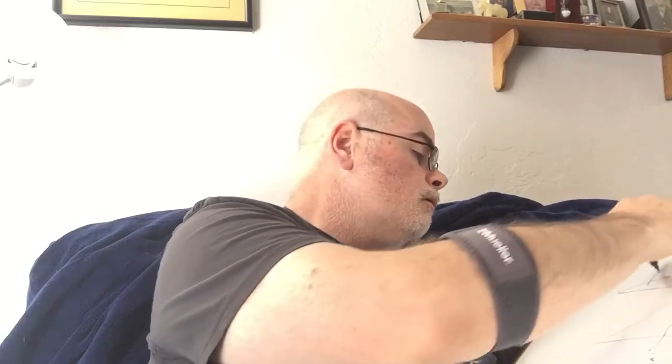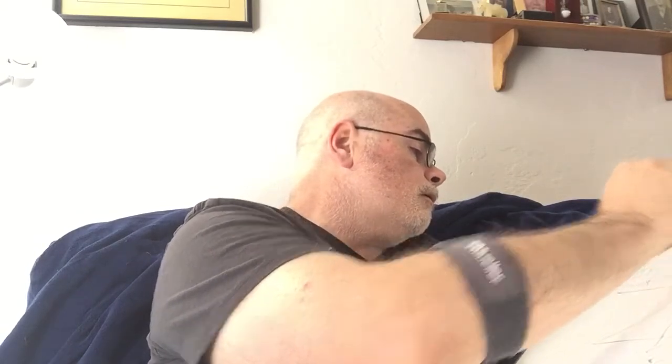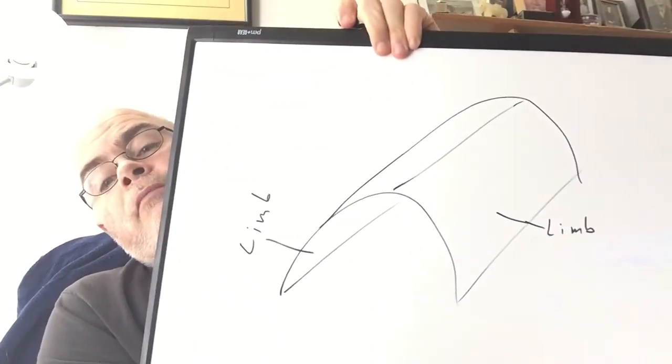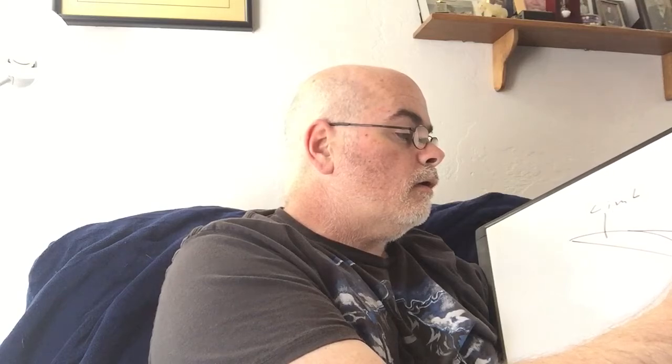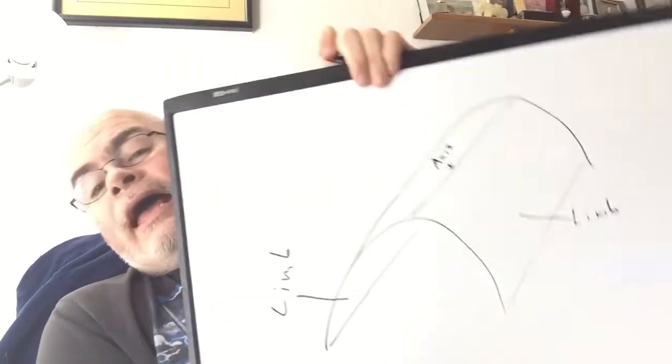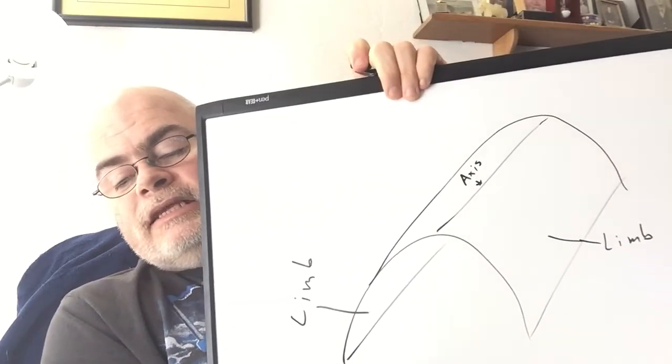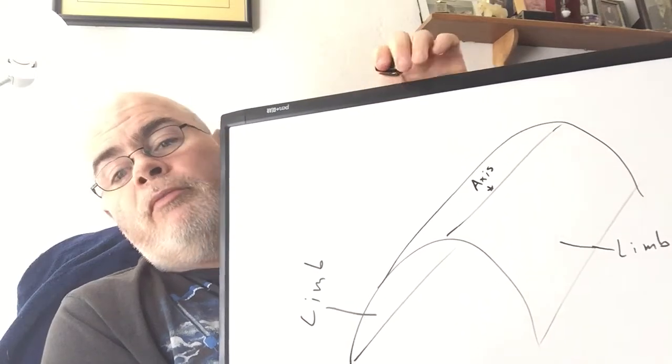All right, so there's a fold, and what we have with this fold is we're going to have the limbs, which are the sides. So the sides are the limbs, okay? This line here is going to be the axis. The axis is the point of maximum curvature in the layer.